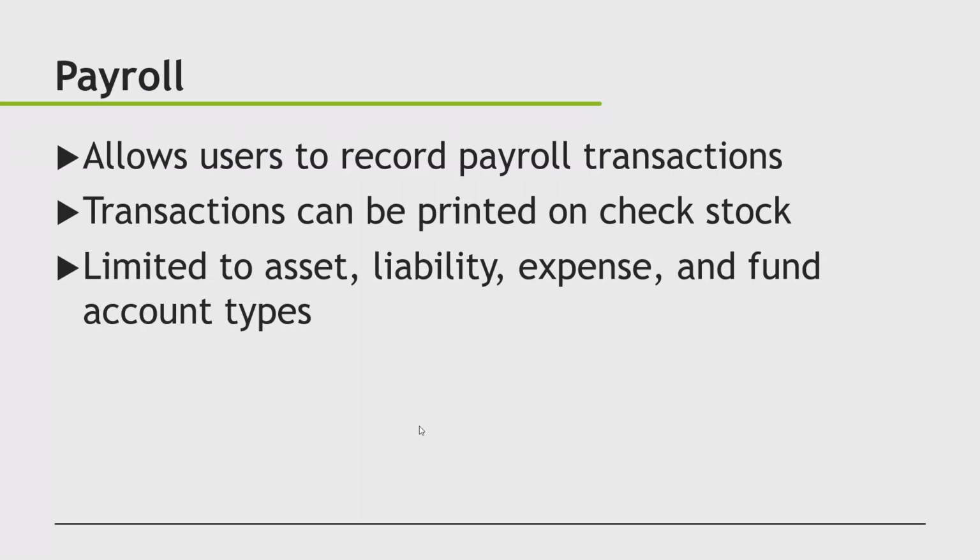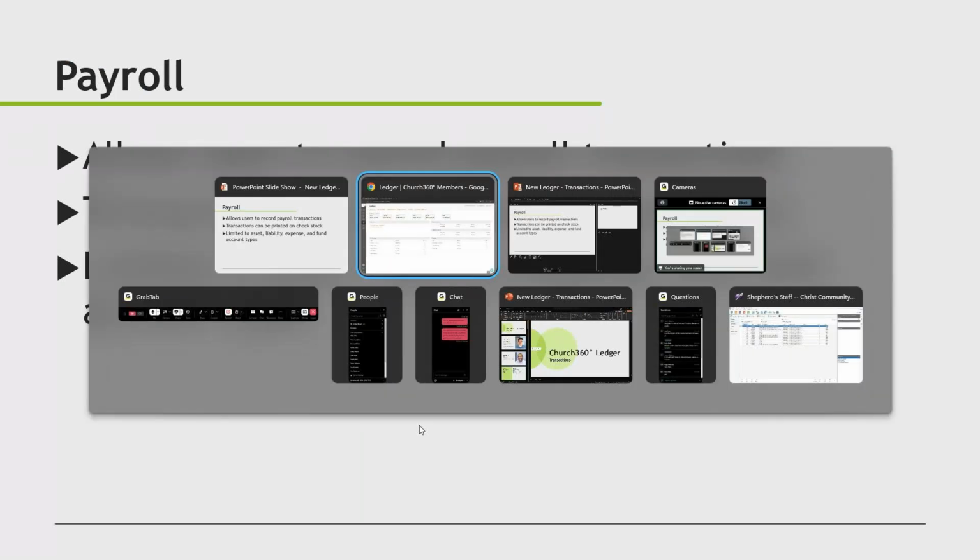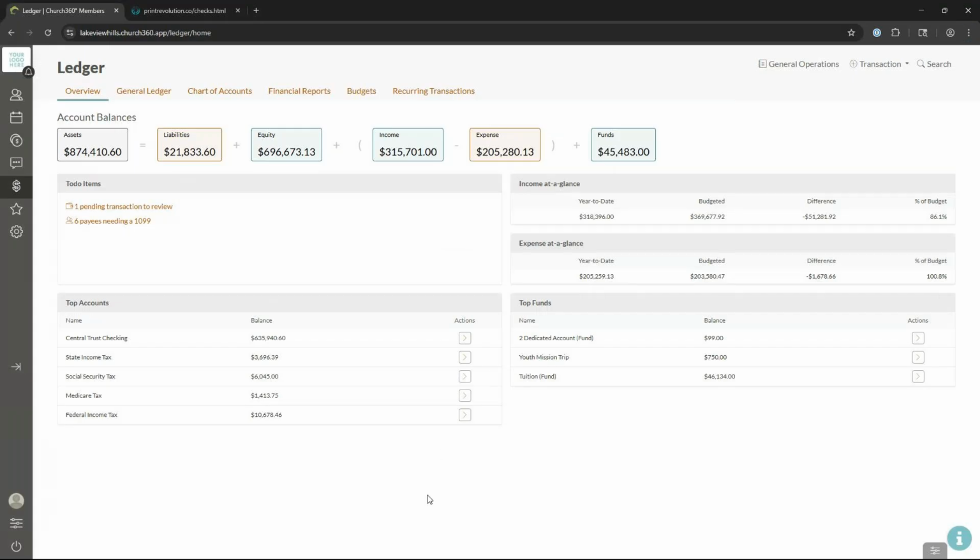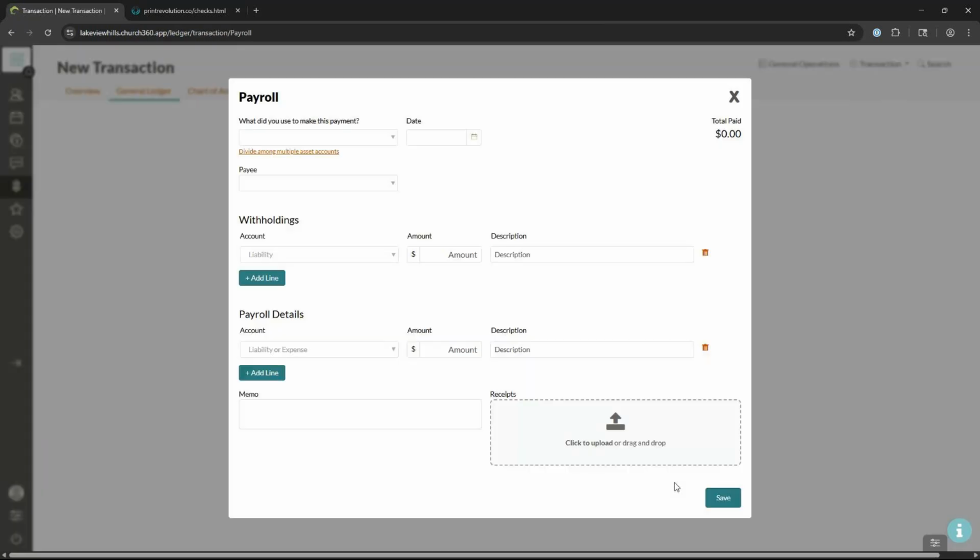So you might be thinking, okay, why would I use a payroll transaction? Let me show you how they work. If I go back over to Ledger here, and I do a new transaction, and I choose payroll, this brings up the payroll window. And again, you can see it looks very similar to the previous transaction windows we've been looking at. I would select the bank account that I'm drawing this payroll transaction from, so Central Trust Checking. I'm going to select the date of the transaction, so let's say this is for the previous Friday. And then I'm going to select the payee.